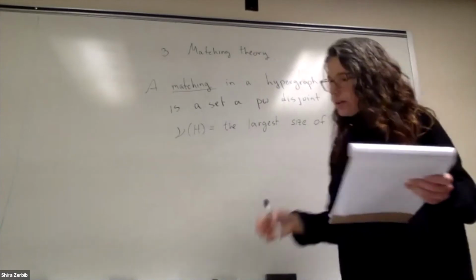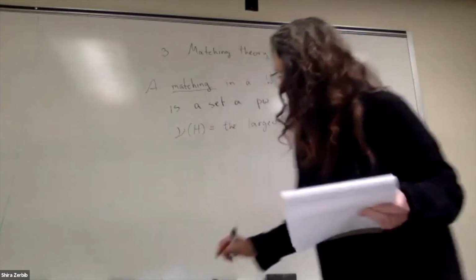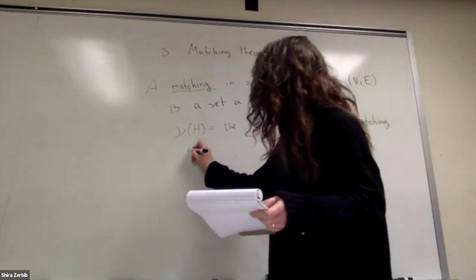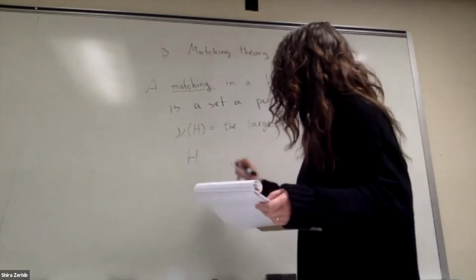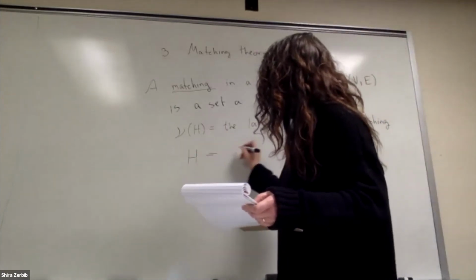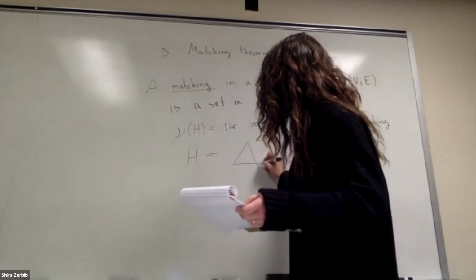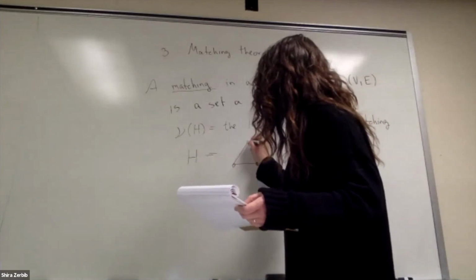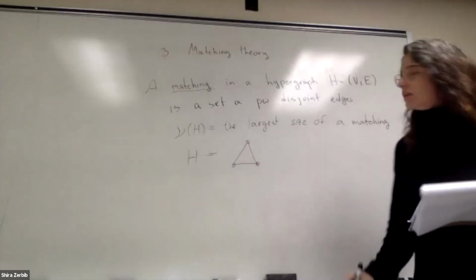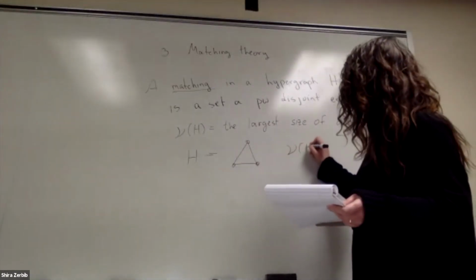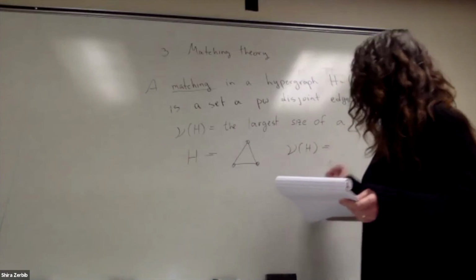So for example, if our hypergraph H is the graph, the complete graph on 3 vertices, a triangle, then what is the matching number of H?